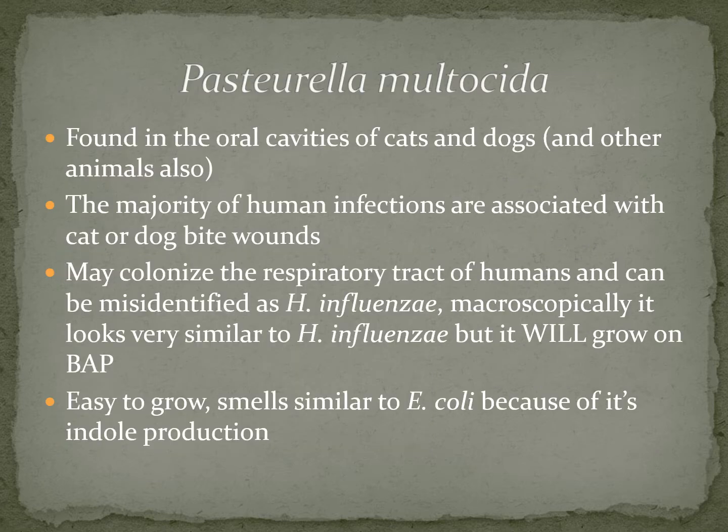Pasteurella multocida is one that you will see in the clinical environment from time to time. It is found in the oral cavities of cats and dogs and other animals as well. It is considered a zoonotic organism because the majority of human infections are associated with dog or cat bites. Okay? These may colonize the respiratory tract of humans and can be misidentified as Haemophilus influenzae. Macroscopically, it looks a lot like Haemophilus influenzae, but it will grow on blood agar. And if you remember, Haemophilus influenzae does not grow on blood agar. This organism is easy to grow, and it smells similar to E. coli because of the production of indole byproducts.